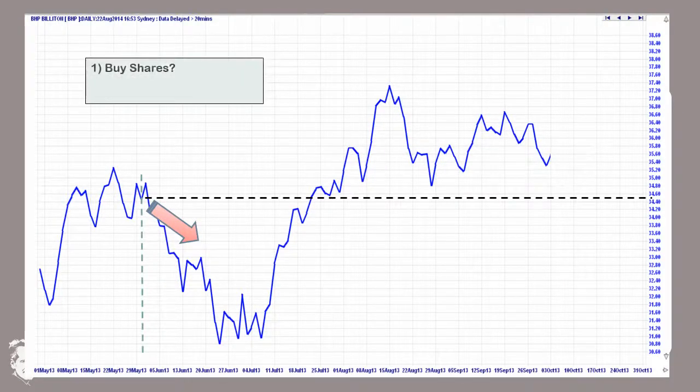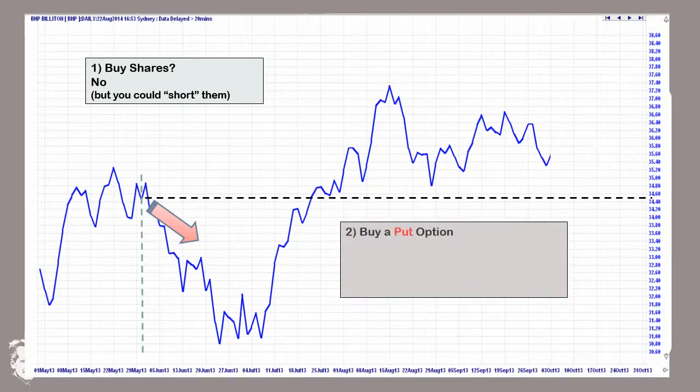Are you going to buy shares? Well, that doesn't make any sense. If you think that the stock price is about to fall, you're not going to buy shares. So no, that's a no. To be precise, you could of course short them, but that is a different ballgame, and I'm not explaining this here.